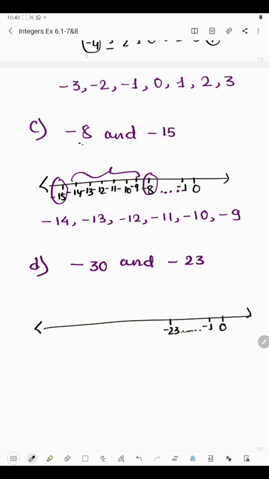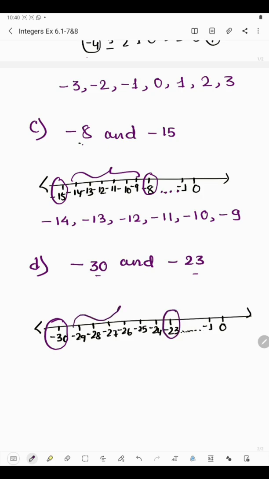So up -1, then -2, -3, this way -23 comes. After -23, then -24, then -25, then -26, -27, -28, -29, then -30. And here we will have to write the numbers in between -30 and -23. That means we cannot write this one.